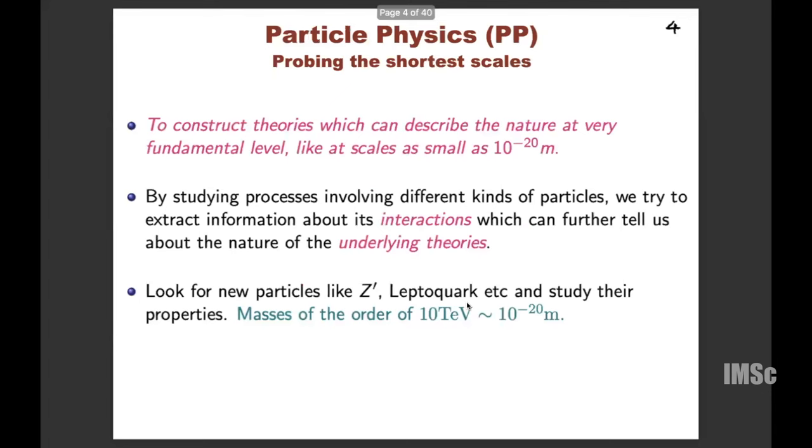So in particle physics, what we are doing, okay? In general, we want to describe physics at very, very short distance scales, which is of the order of 10 to the minus 20 meters. That's one of the goals of particle physics. And how do we do that? We study different processes of the particles, their interactions, and through that we try to get information about very short distance scales. This is the practice that we usually follow in particle physics. For instance, we often look for new heavy particles, okay? Their mass is very, very heavy, which means they can probe very, very short distance scales.